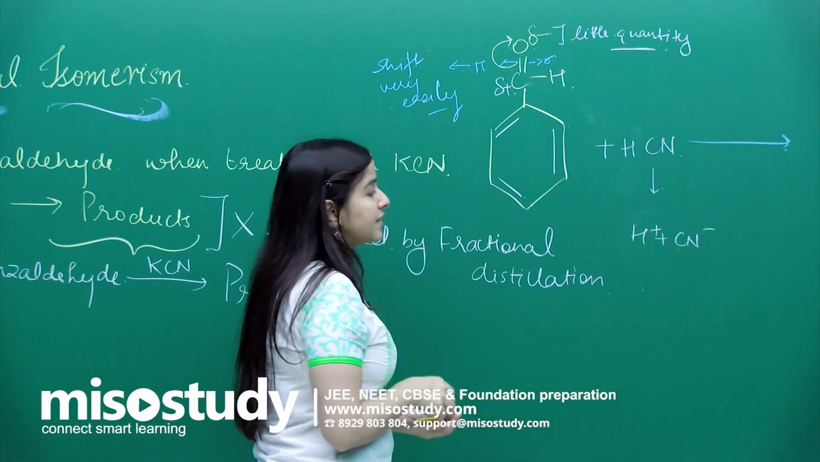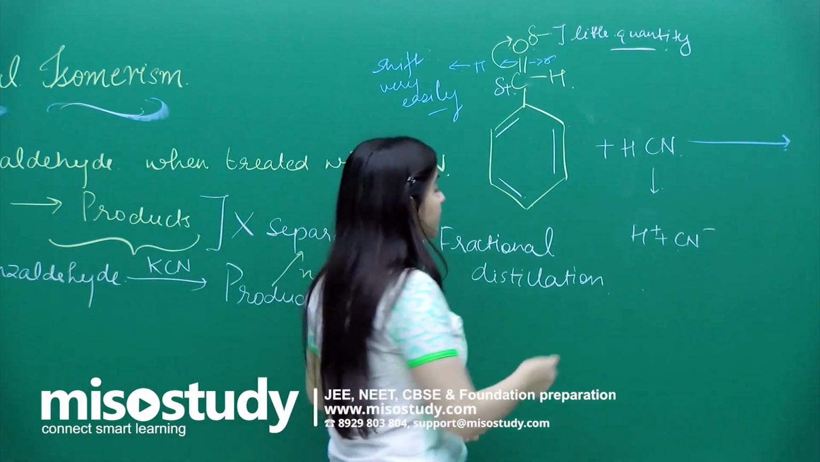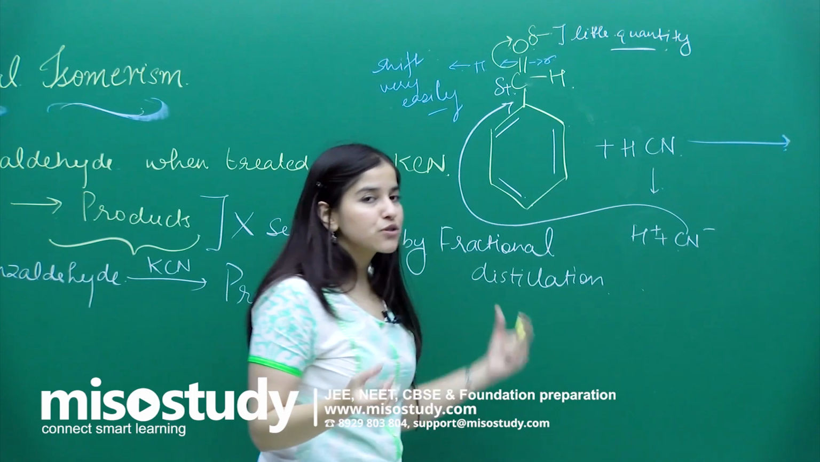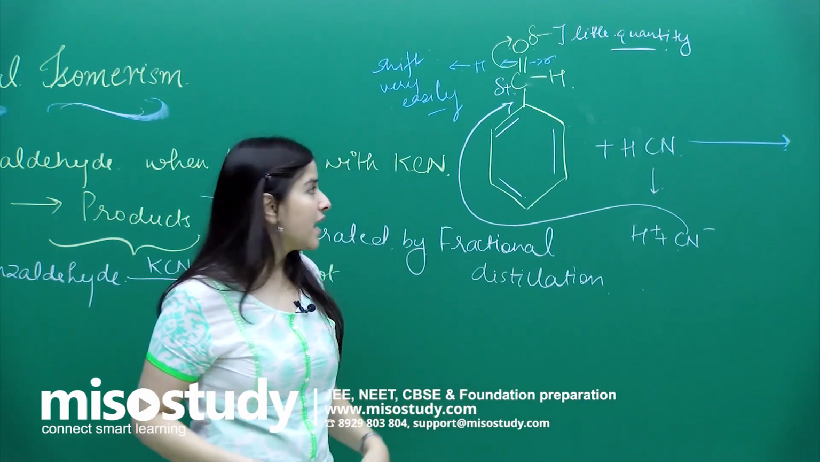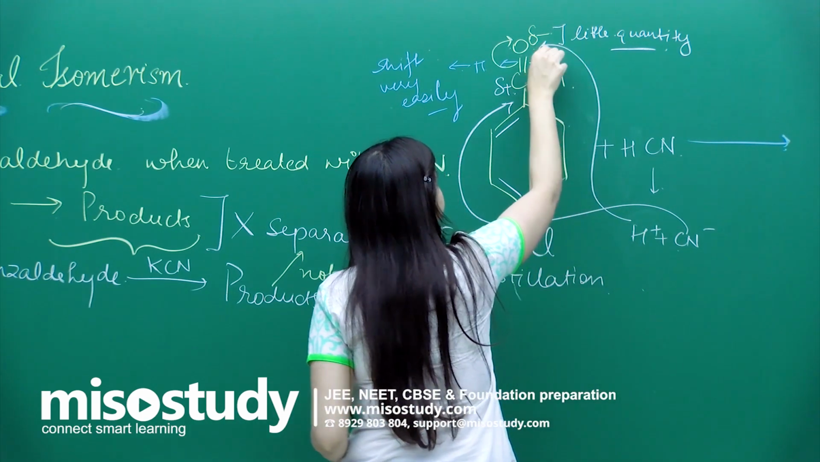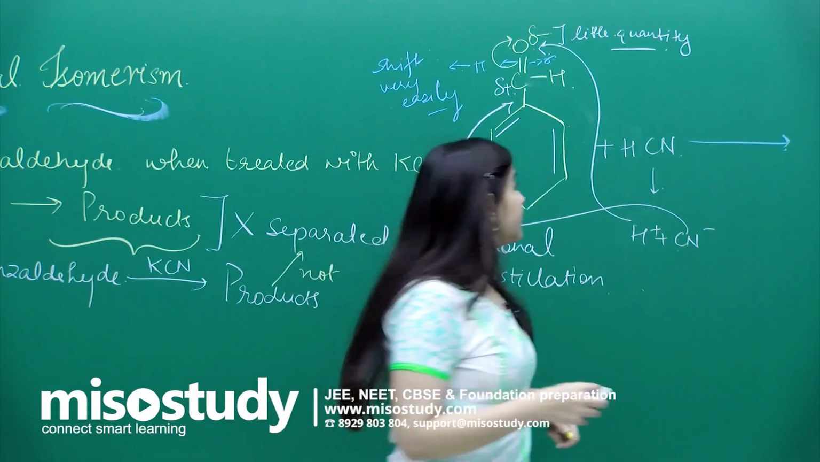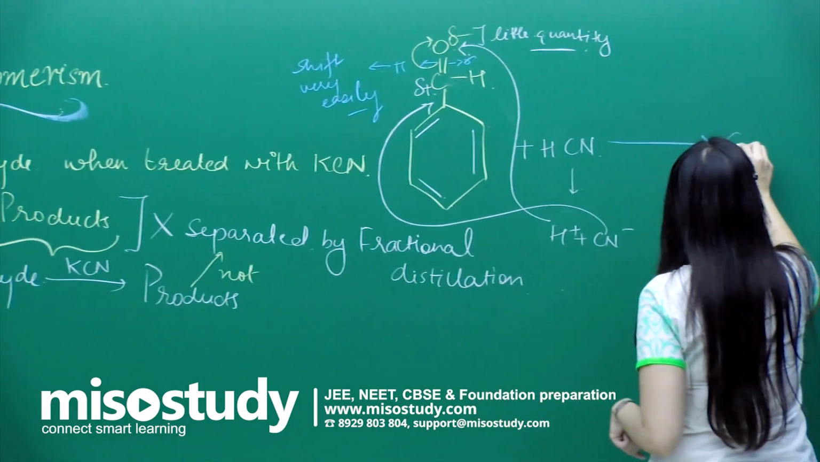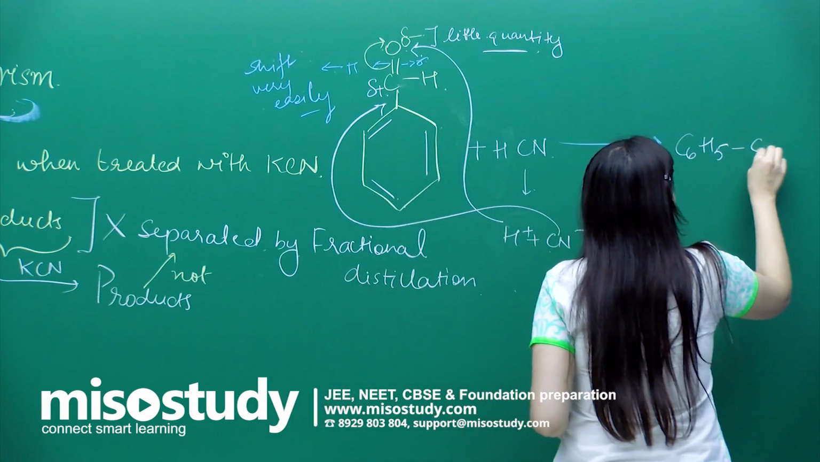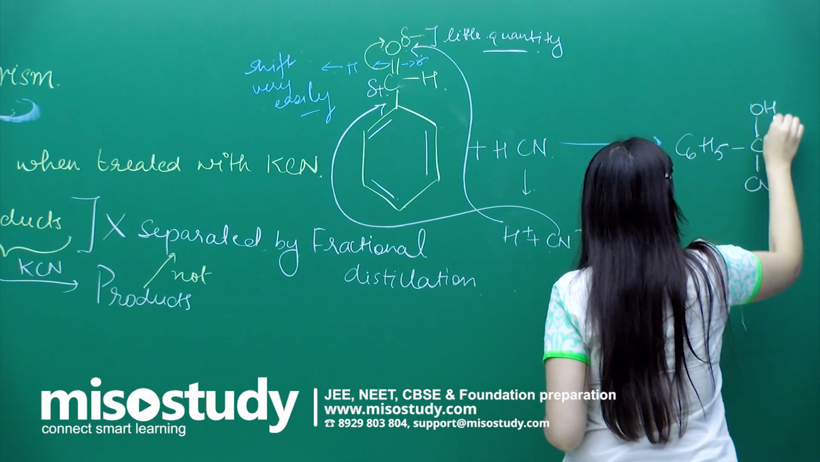So what will happen? The CN negative will shift towards the carbon which is positive. So the CN negative group can attack onto the carbon. The negative charge will attract the positive, and vice versa. Here the positive will attack the oxygen. What will happen? I am not drawing now, I am just mentioning it as C6H5. Now the carbon is having CN, like this.